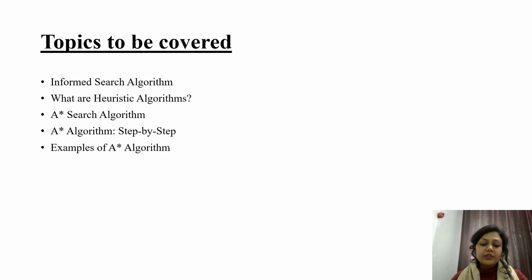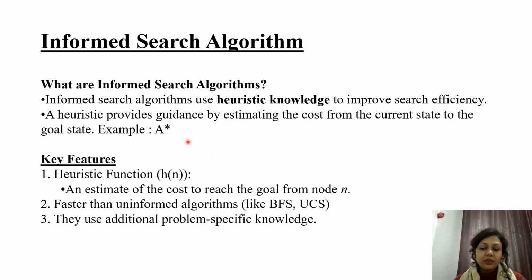Now these are the topics that we will cover in this lecture. First is the informed search algorithm, then heuristic algorithms, then the A star algorithm, then the step by step process for the A star algorithm, then we will look into some examples and the detailed working of the A star algorithm. Now first, what is an informed search algorithm?